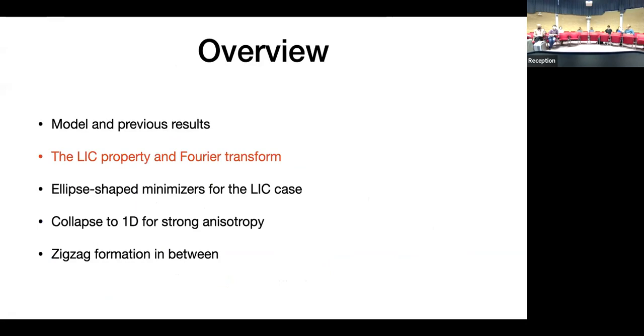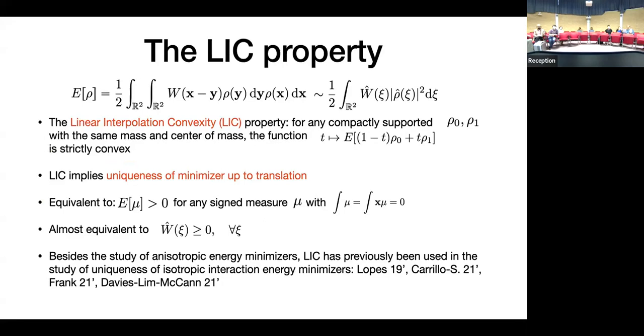Okay, so first of all, as some preparation, I will discuss the linear interpolation convexity property, which is a key property to this kind of interaction energy problems, and how this is related to the Fourier transform. Then I will discuss the different cases according to the size of the alpha. Okay, so the linear interpolation convexity is actually quite a classical idea.